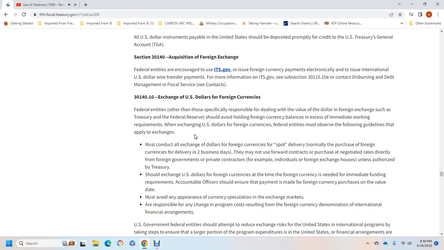dollar and foreign currency. Federal entity with those specifically responsible for dealing in the value with the dollar and foreign exchange for the Treasury for the Federal Reserve, the voyage for the holding the foreign currency balance for the extra of the immediate working, the requirements of exchange with the U.S. dollar, the foreign currency. The federal entity must preserve the following guidelines as they apply with the exchange. Most conduct all exchange with the foreign currency.